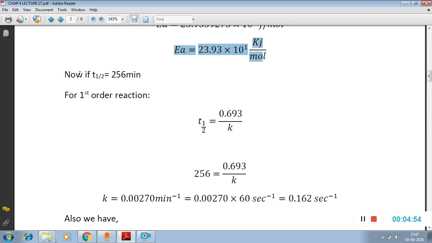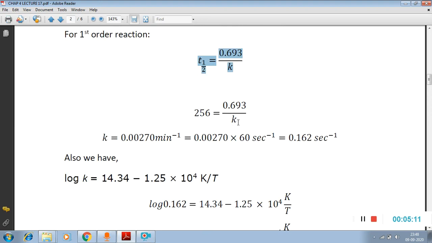So for that calculation T1/2 is given to us, 256 minutes. So the equation for T1/2 of a first order reaction is written here. T1/2 is equal to 0.693 divided by K. Put the value in that equation and find out the K value here. So you will get 0.00270 into 60 second inverse, that is 0.162 second inverse.